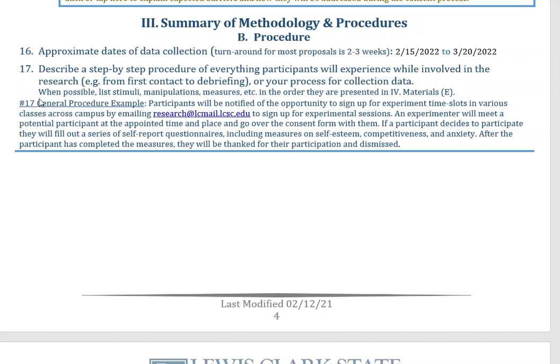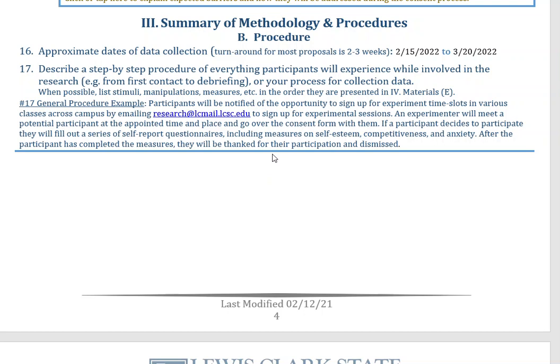Number 17, you are going to describe step-by-step procedures for everything that the participants will experience while they're involved in your research. There's a nice little example here where it shows you how clean and specific it should be when you write it. This one here: participants will be notified of the opportunity to sign up for experiment time slots in various classes across campus by emailing blah blah blah.